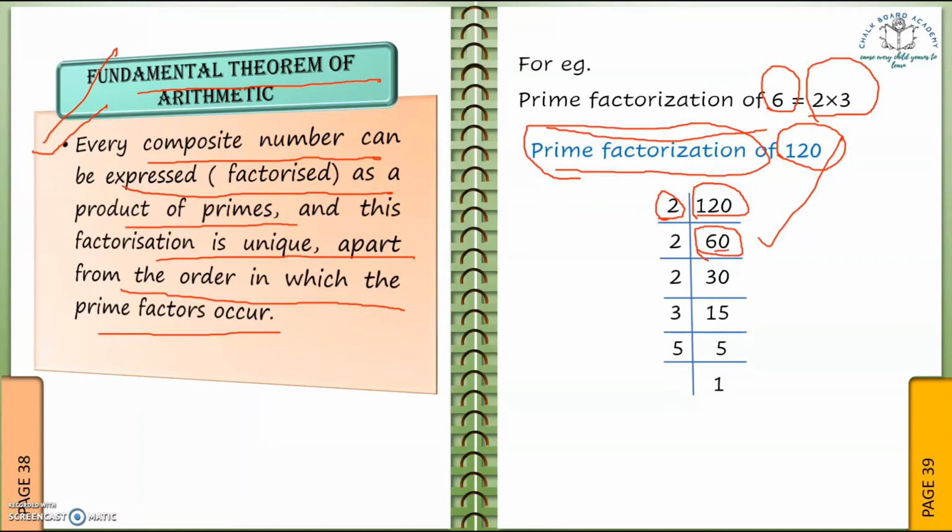Then again 60, we see the end of the unit place of this number is also even, that is 0. If the number at the unit place is either 0, 2, 4, 6, 8, then it can be divisible by 2. So we are again dividing it by 2. So we got 30 here. Again we can say that it can be divided by 2. So again we divided it by 2. Now we got 15. We know 15 is not divisible by 2. So we are moving upward to a bigger number. So here we can see that we have divided it by 3.